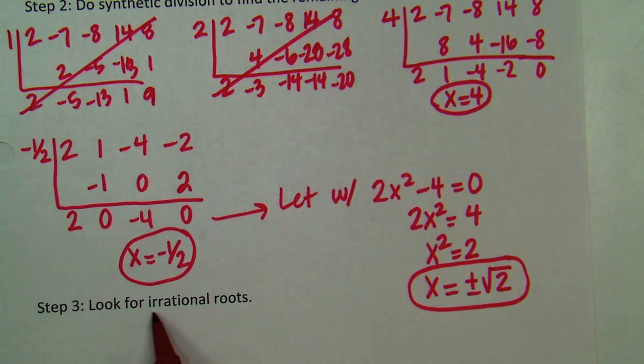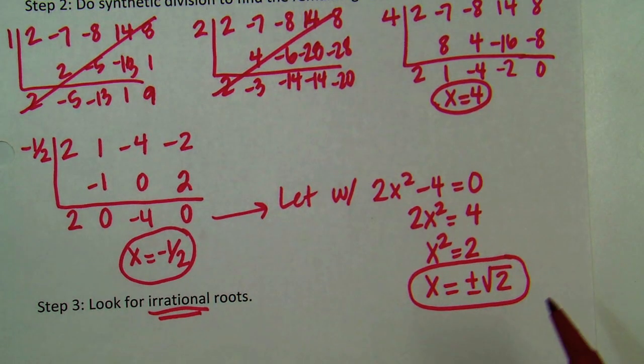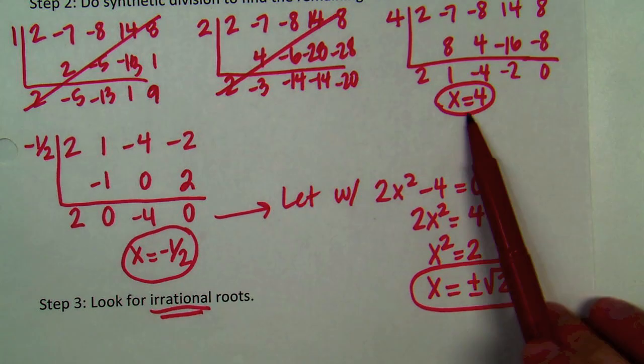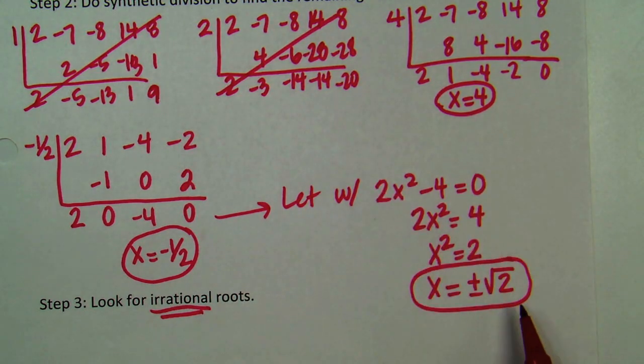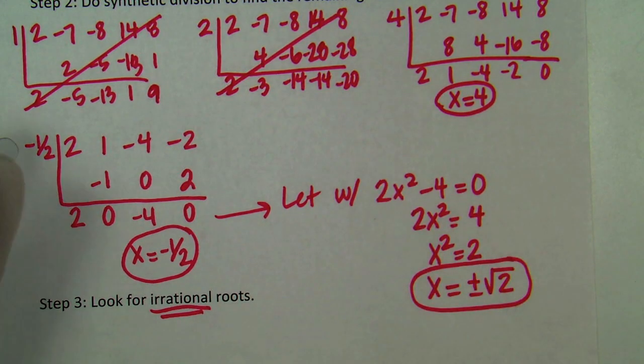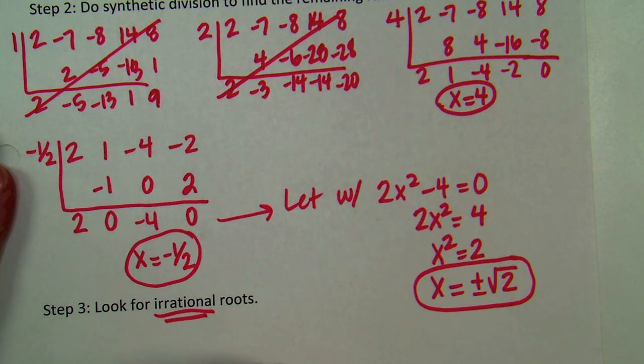So we found all our rational roots using synthetic division. In this case, we did it by hand to find our irrational roots, positive and negative square root of 2. Okay, so that's 1, 2, 3, 4. Those are all of our roots. The degree of this function was 4, and we found 4 roots. So now we want to write out our function in factored form.